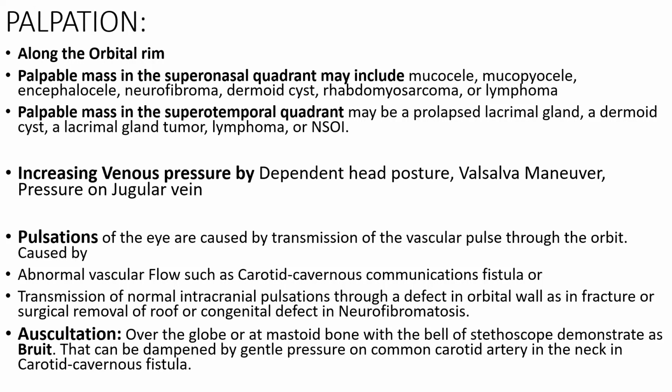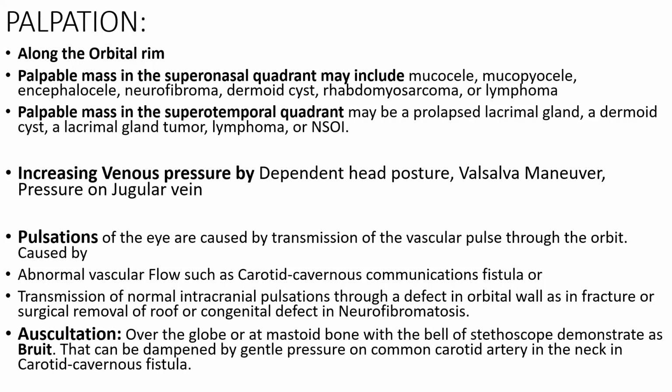Then we should look for the pulsations of the eye. It is caused by transmission of vascular pulses through the orbit, mainly an abnormal vascular flow such as carotid cavernous communication fistula, or transmission of normal intracranial pulsations through a defect in the orbital wall, as in a fracture or surgical removal of the roof, or a congenital defect in neurofibromatosis.